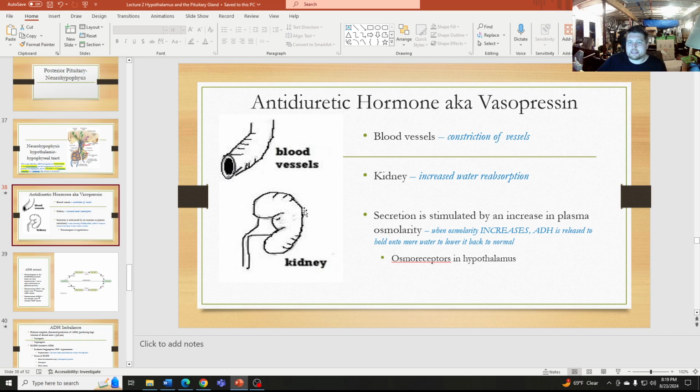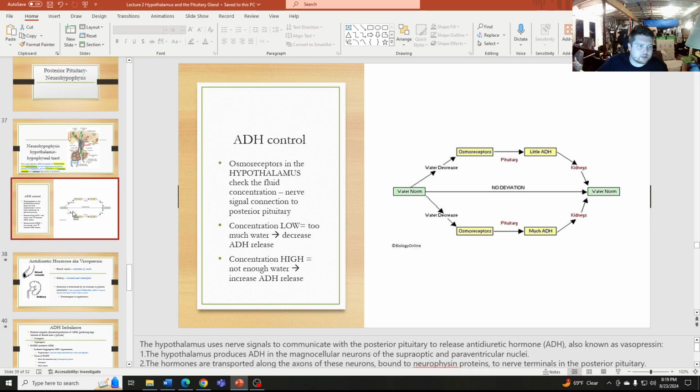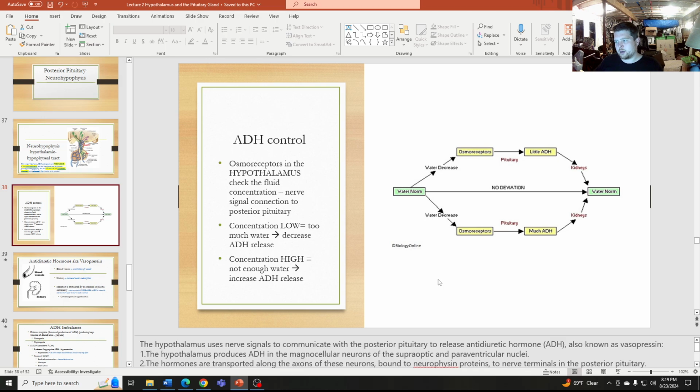So first, our antidiuretic hormone. Let's go over the process of it. Within the hypothalamus, you have these osmoreceptors. ADH, antidiuretic hormone, is responsible for water retention, making sure that the osmolarity, the concentration of our blood, is kept at the optimal rate. That way our viscosity, our blood pressure, all that kind of stuff is maintained.